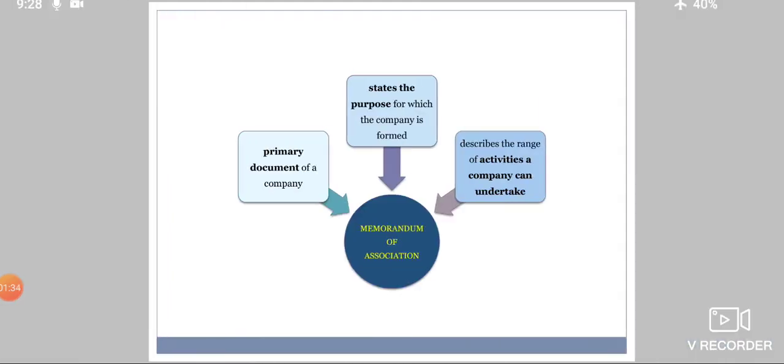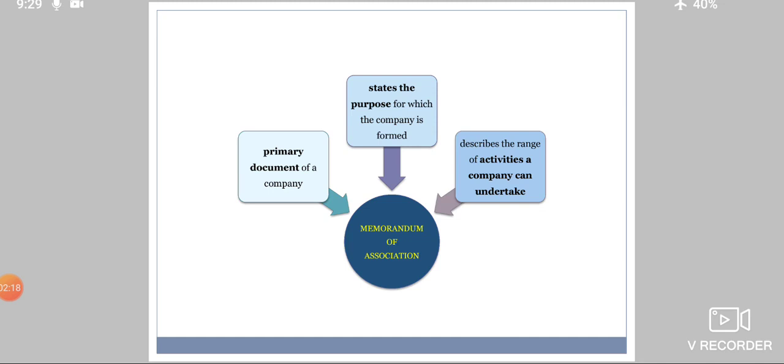See, Memorandum of Association. Now, the most important thing which you are supposed to know about Memorandum of Association is it's a primary document of a company, first of all. Second, it states the purpose for which the company is formed. What work company is going to do, it states that. And then it describes the range of activities a company can undertake. What work company is going to do, what all activities will be included. Okay, so these are certain highlighted points you are supposed to remember regarding Memorandum of Association.